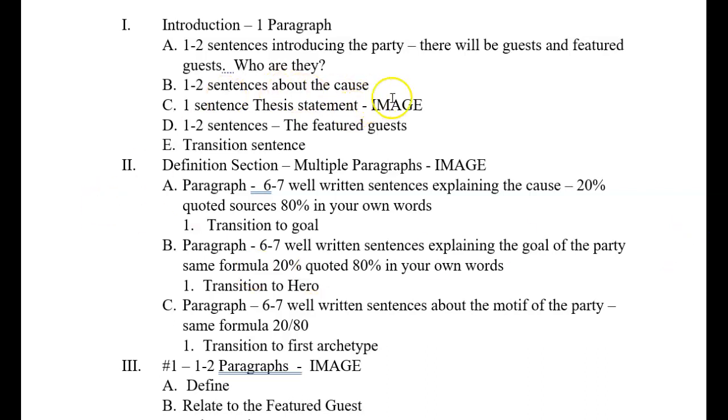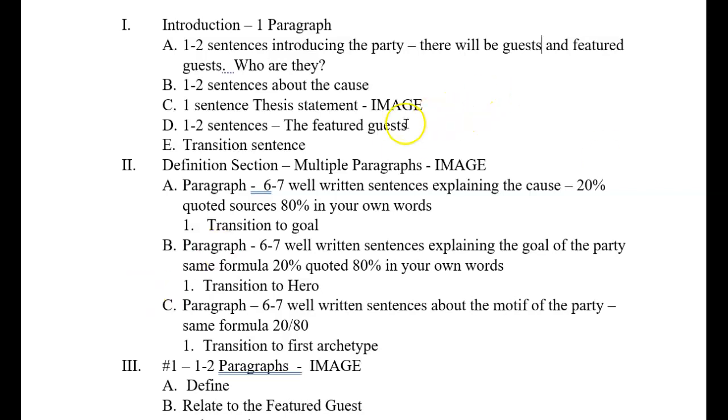The thesis statement, of course, you know where the information is in the course about how to write a thesis statement. Then 1 to 2 sentences about the featured guests. Remember, there are guests who are there, hopefully with checkbooks, or who have brought things to donate, or who have land to give up, or who are in positions of power. Those are the guests, and then you have your featured guests from that list that you were provided, and you will have those featured guests make little speeches throughout the party.